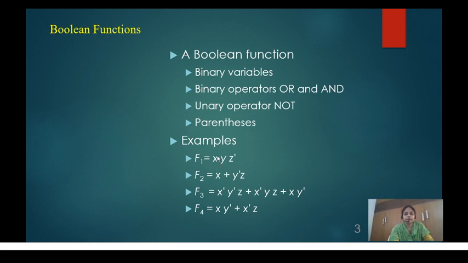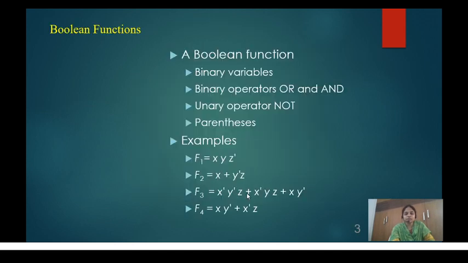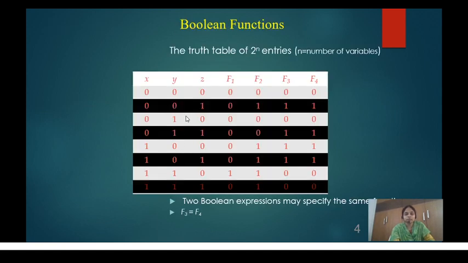This is an AND operation between the variables, and likewise the f2, f3 and f4 functions. These functions can be represented by using truth tables. How many variables are there in this function? 3 variables. So there will be 2 power n entries, that is 8 entries. So we have to write 8 combinations here: 0, 0, 0, 0, 0, 1 and 0, 1, 0, like this from 0 to 7. You have to write a total of 8 combinations.